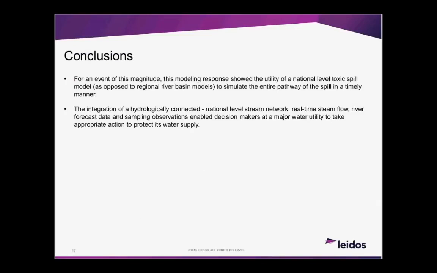So just a number of conclusions. For an event of this magnitude, I think this exercise showed the utility of a national level toxic spill model to simulate the entire pathway of the spill from the tributaries upstream like the Elk River onto the main stem of the Ohio River, and that the integration of this national level stream network, coupled with real-time stream flow and river forecast data as well as sampling observations, enable decision makers at this water utility to take appropriate action to protect their water supply.